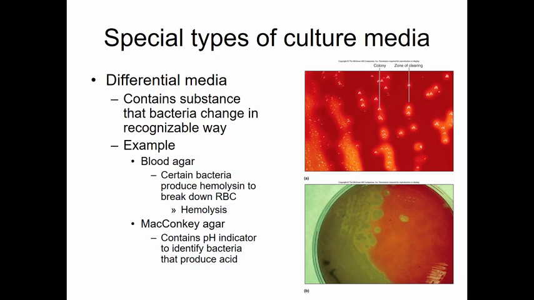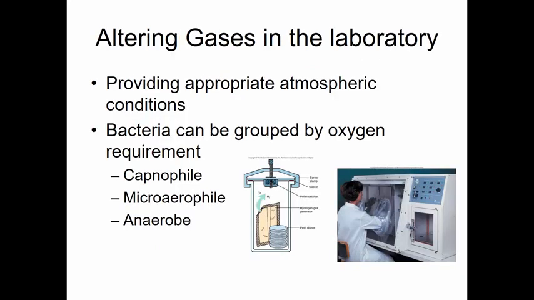The only organism that can be possible in your throat with hemolytic properties is going to be Streptococcus pyogenes, which is causing your strep throat. Okay? So lots of different types of media. We can vary what's in there to help us understand what's growing or to control what's growing.